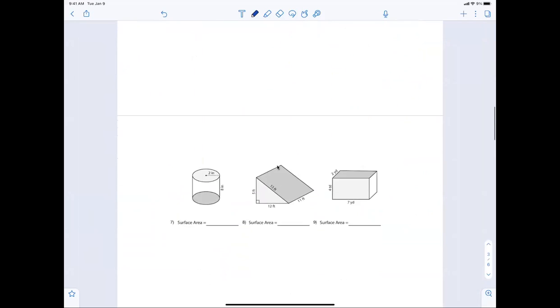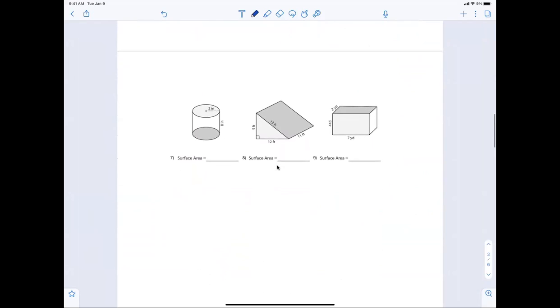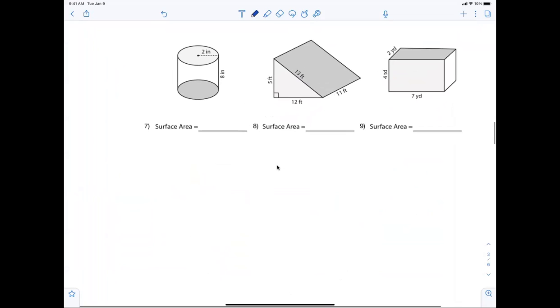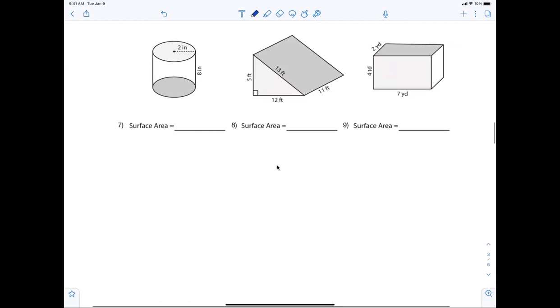All right, now I want to go down a little bit. So we're going to go ahead and check out number 7. We're going to try to do 7, 8, 9 in class. So again, surface area. Everyone's writing down the formula 2 pi r squared plus 2 pi r h.